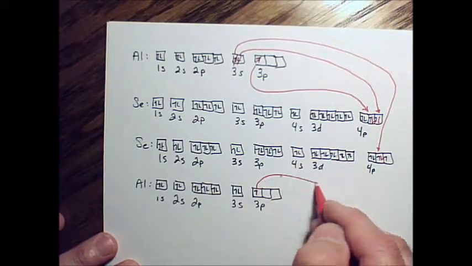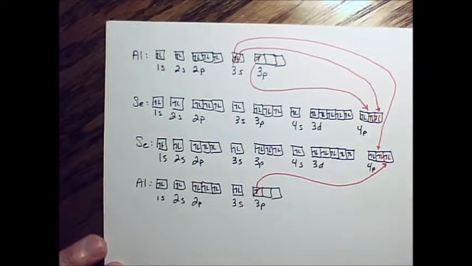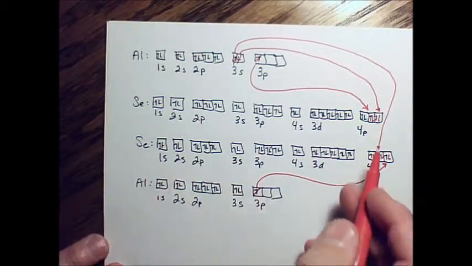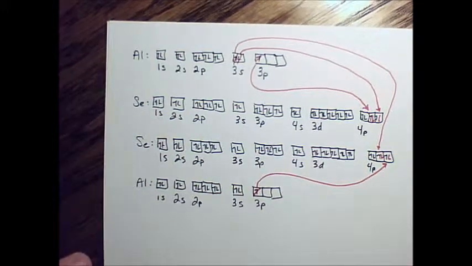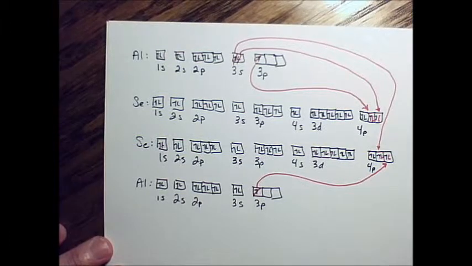All right, so this electron can go right there. All right, that one's going away. That takes care of both seleniums. They have a full valence level. But aluminum now needs to get rid of two more.